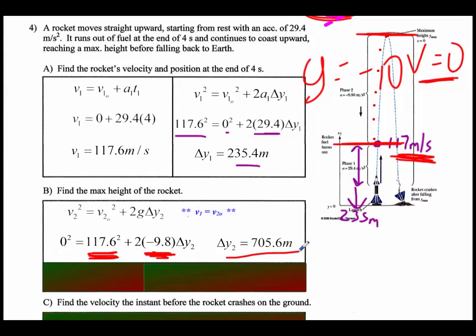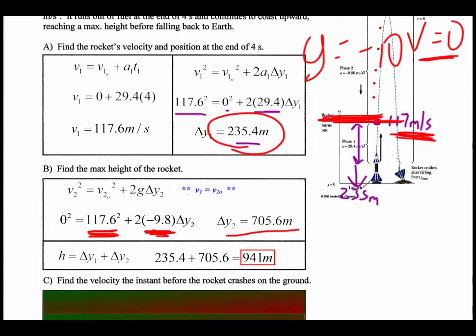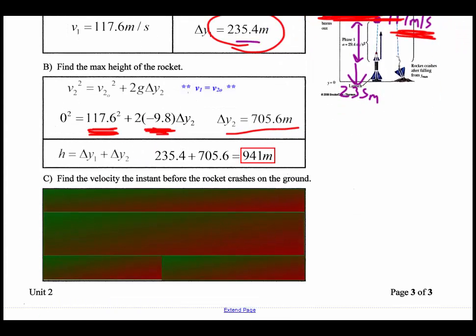Well, that's not the maximum height though. That's just the height from here to here. Remember, it's already 235.4 meters off the ground, so the maximum height is going to be the combination of those two values. So the rocket gets a total of 941 meters off the ground. Part C says find the velocity the instant before the rocket crashes to the ground.